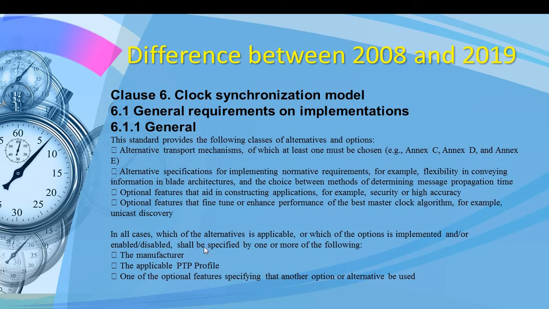In this case, which alternative is applicable, or which option is implemented and enabled or disabled, shall be specified by one or more of the following: the manufacturer, the applicable PTP profile, or one of the optional features.